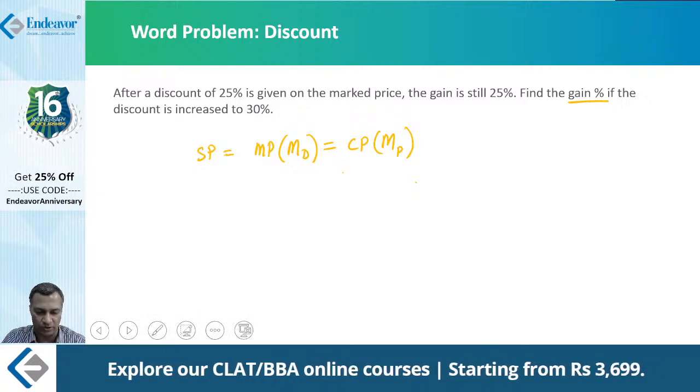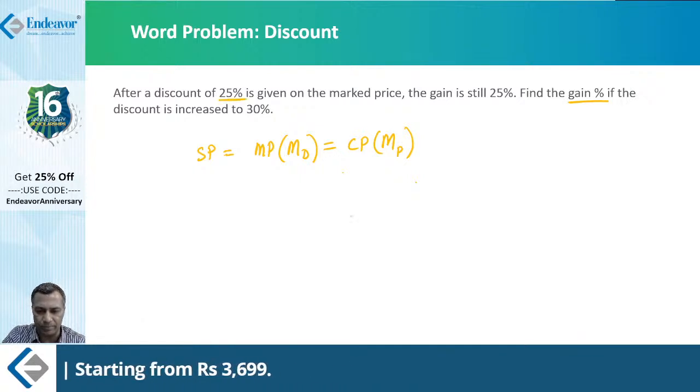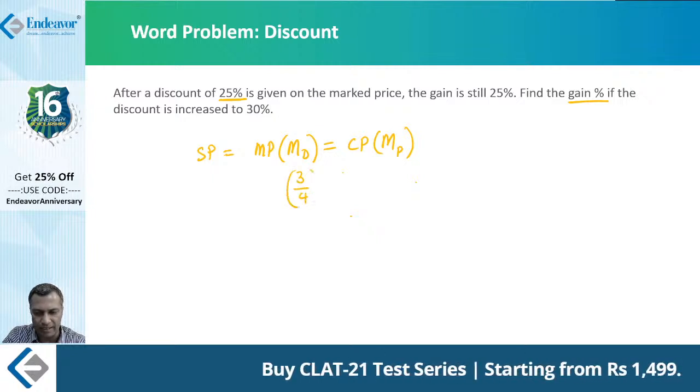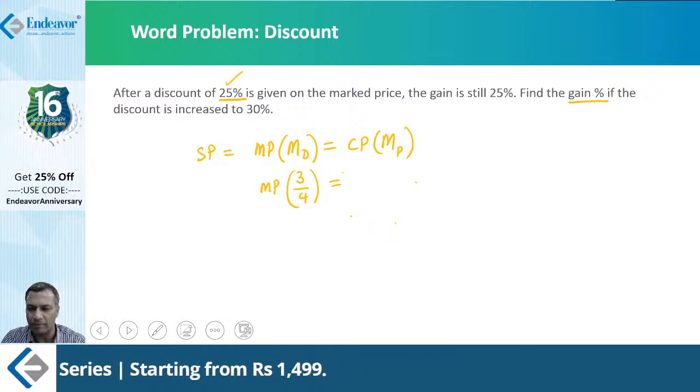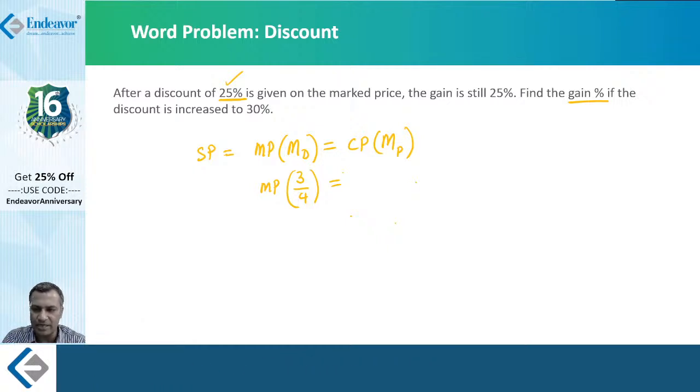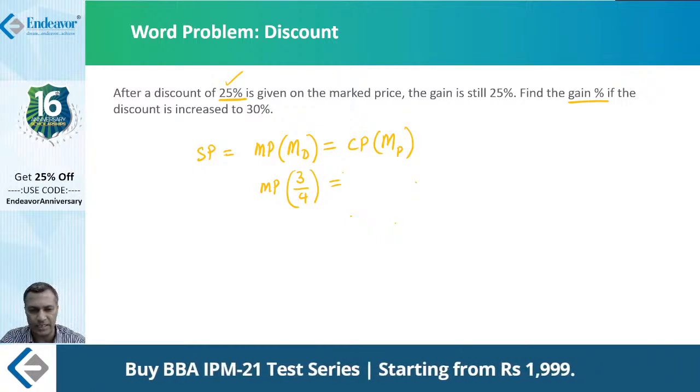So what has to be done on this? What is the discount here, friends? 25%. Therefore the multiplier is 3 by 4. So mark price into 3 by 4 gives me, of course, selling price. But I'm not interested in that price. I'm interested in the gain percentage if the discount is increased. For that I have to find out something on the cost price. Let's come back to this.